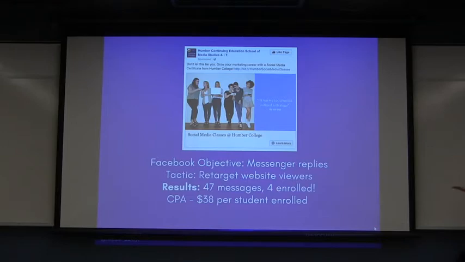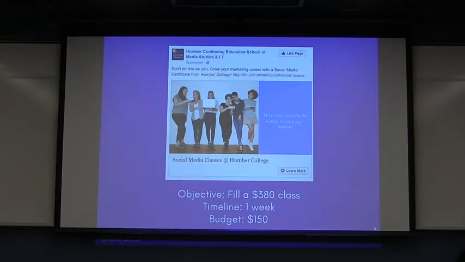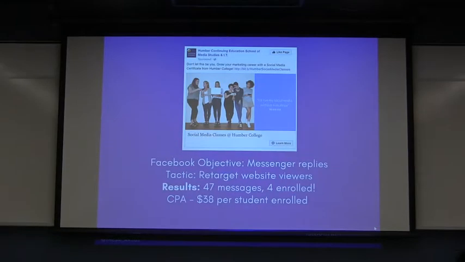So my cost per action, the cost for each enrollment that I received, was $38 per student, which is pretty good considering the class costs $380. So yeah, they really benefited from that.